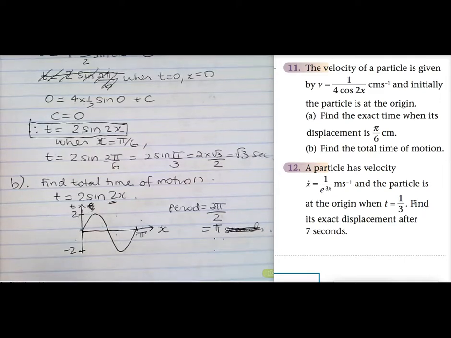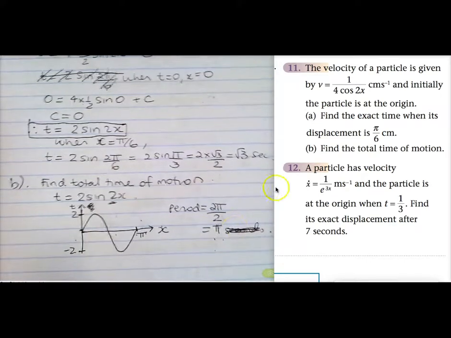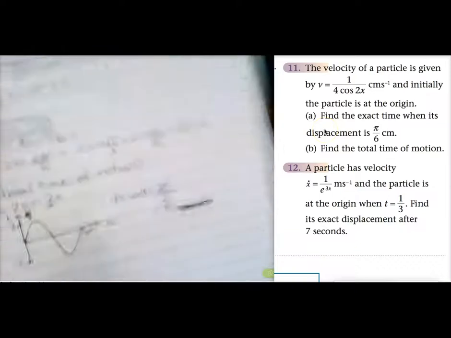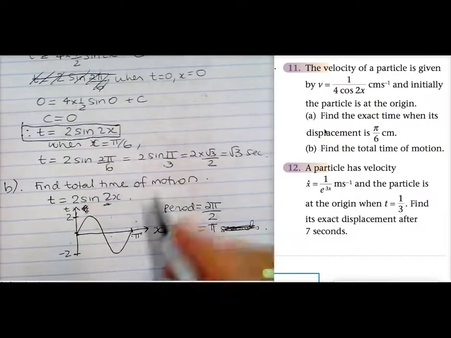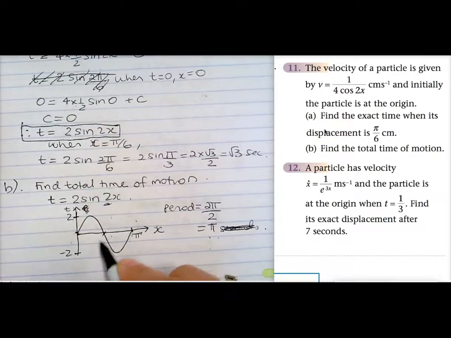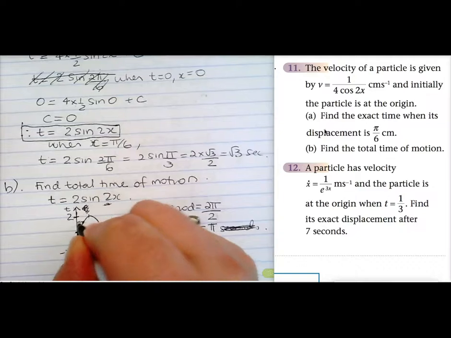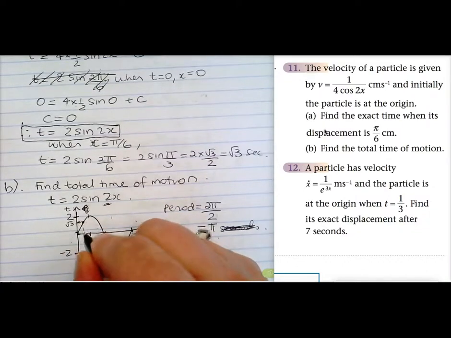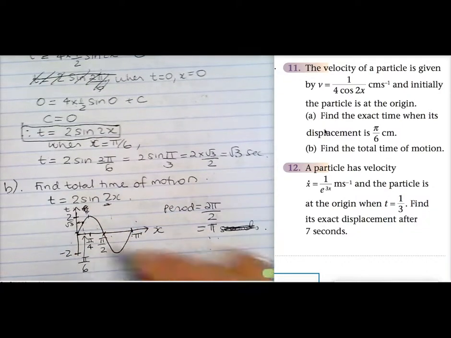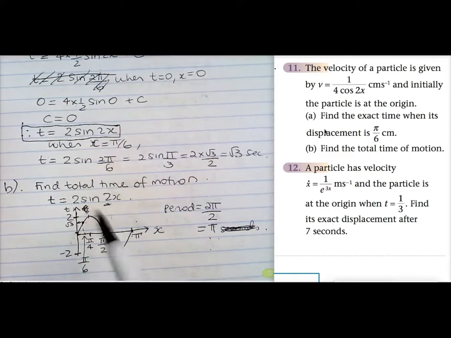Now, total time of motion. Let's just look at part A's result, the exact time when displacement's pi on 6. At the moment, displacement's pi. Here, displacement's pi on 2. Here, displacement's pi on 4. We good with that? Pi on 6 is roughly here, which is root 3. Makes sense. Root 3 is 1.7. That looks good. So this is root 3 here, pi on 6 down there. So that's what that part A question was asking, and that fits in well with our graph. Are we okay with that?